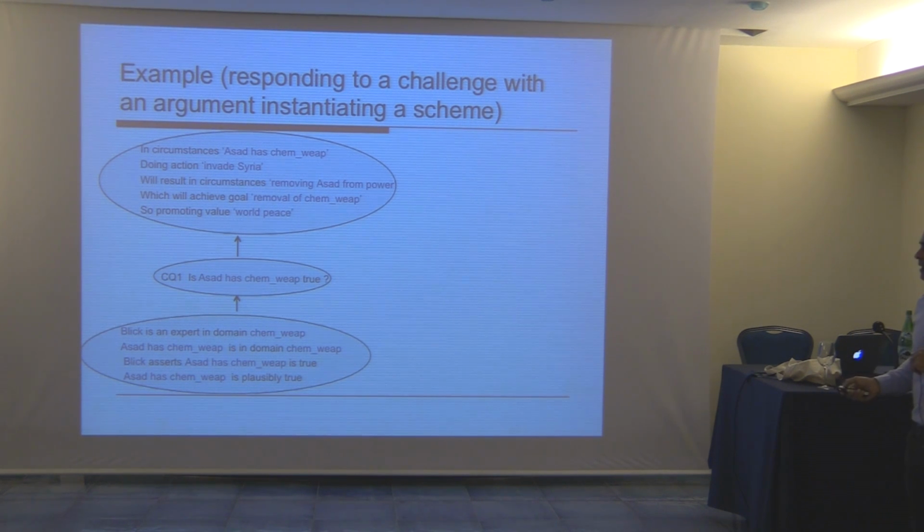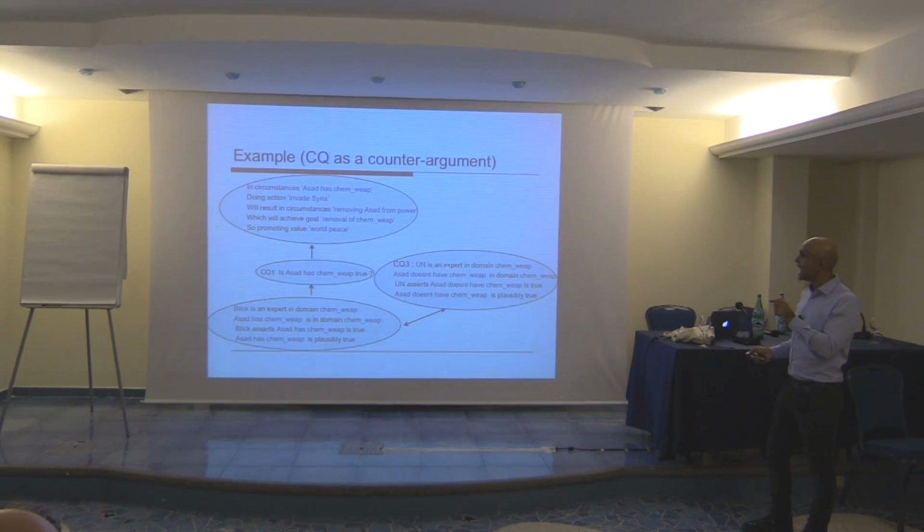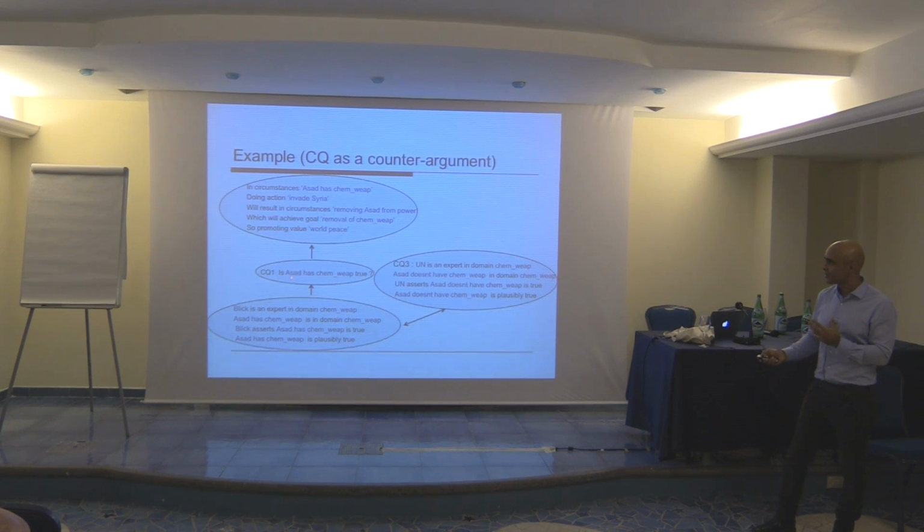Okay, so then another critical question for this argument could be an alternative: another expert asserts the opposite. The UN expert says Assad does not have chemical weapons. So one of the critical questions for the expert opinion scheme is an alternative view from an alternative expert. And that critical question, unlike here, is not posed as a question as such. It's posed to identify another argument that could instantiate another scheme. And you can then organize these into an argument graph.